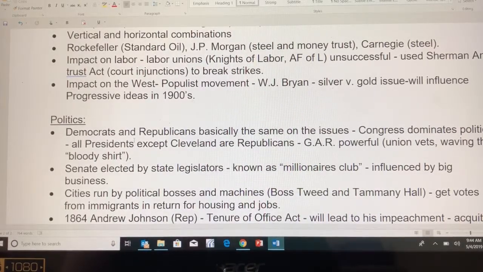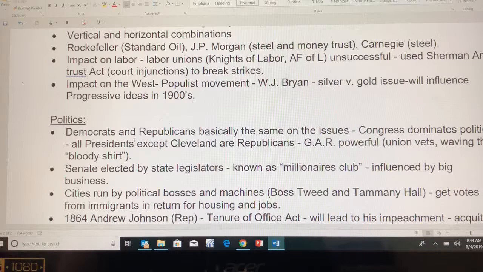The Pullman strike had taken over the railroads in Chicago, and this led the courts to issue injunctions to break up the strike. And eventually, we'll see the Clayton Antitrust Act be the one that exempts labor from being counted as a monopoly. As we move west, the populist movement is going to gain wind.